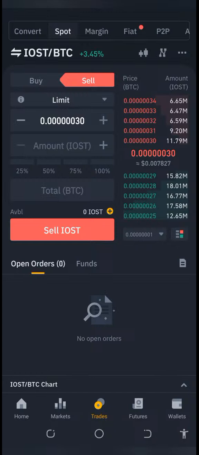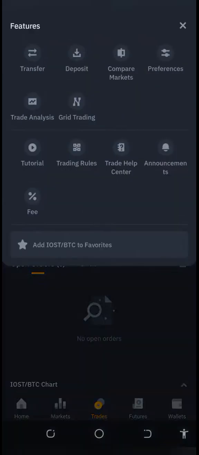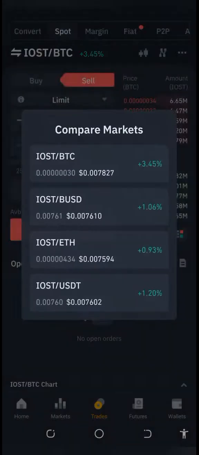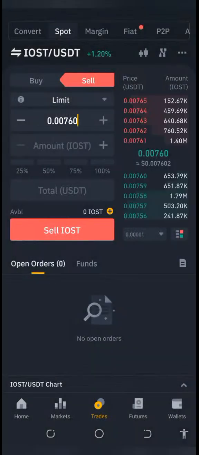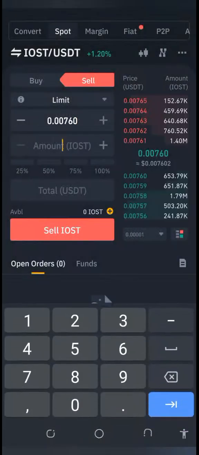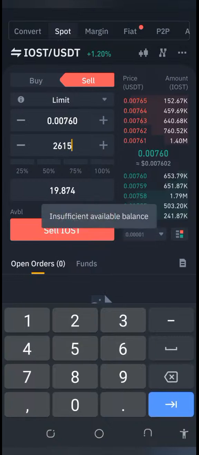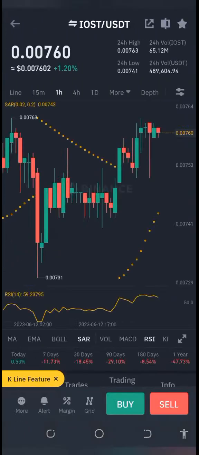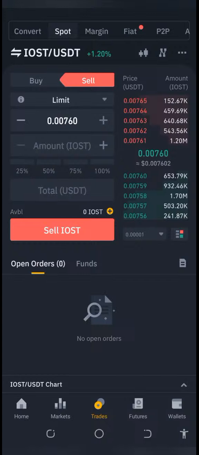If I go to IOST, let's check IOST USDT. If I check IOST USDT and then I put in the 2645, 2615, you can see this is at 18.87. This is going to be my second option, right? If I keep on checking it and it goes up, then I'll make profit. So either way, I'm still cool. Okay. Do you understand this now? So it's still doable. Let's go ahead and try this out.